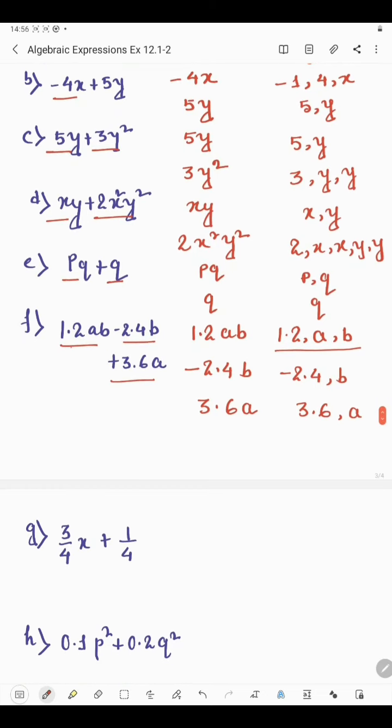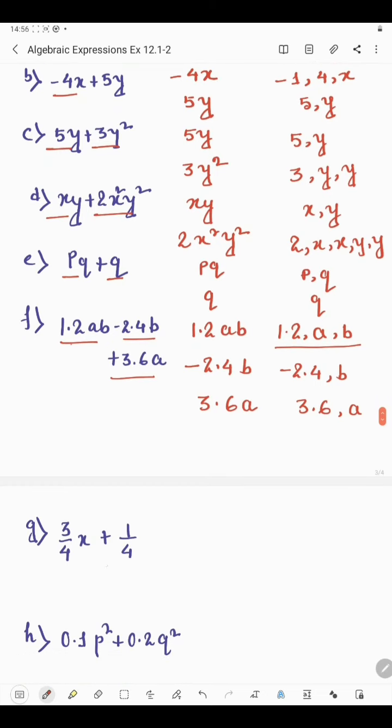Now in the G part we have 3 by 4 x plus 1 by 4. So the two terms are 3 by 4 x and 1 by 4. So what will be the factors of 3 by 4 x? How have you got this term? When you multiply 3 by 4 with x, you will get 3 by 4 x. Right? And how have we got this 1 by 4? The factors of 1 by 4 are 1 by 4 itself, because when you multiply by 1, we get the same number, right? So the factors of 1 by 4 will be 1 by 4.